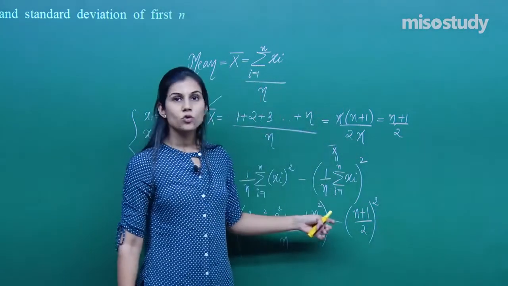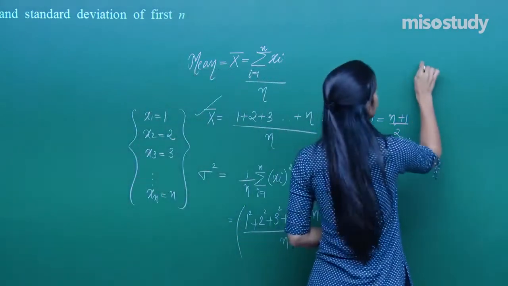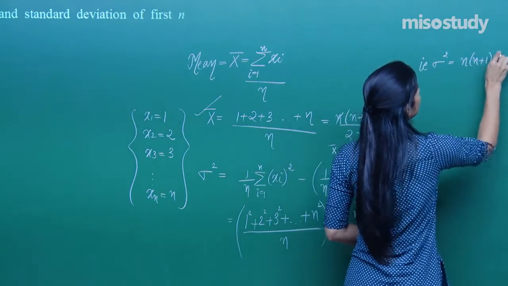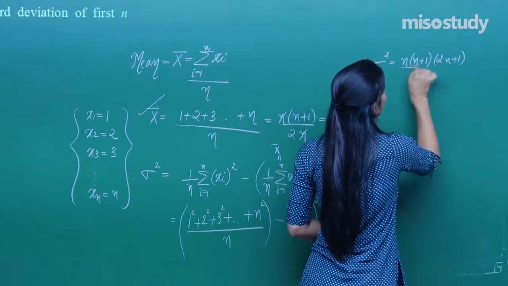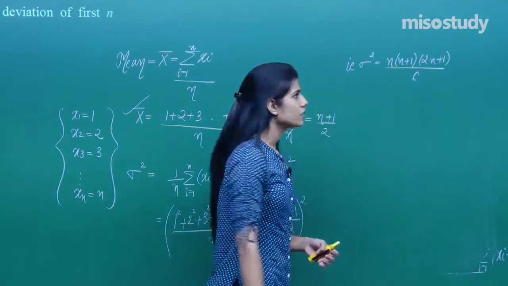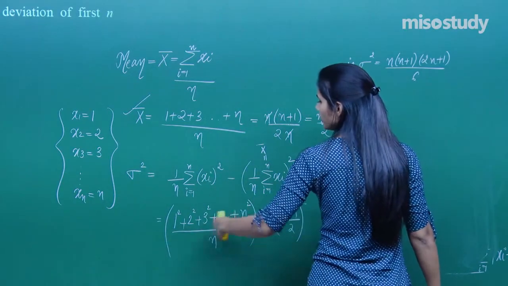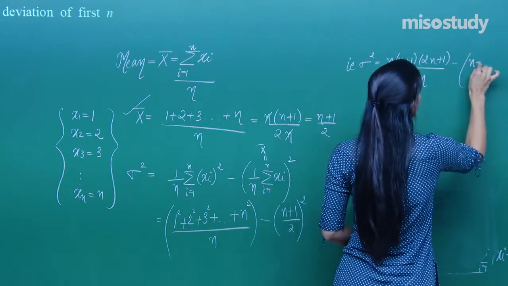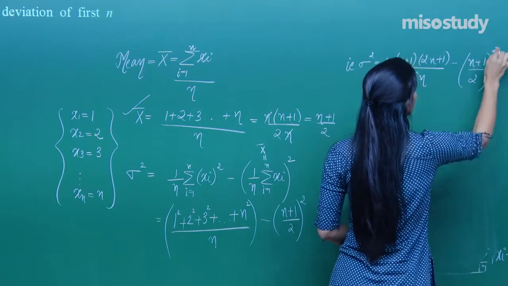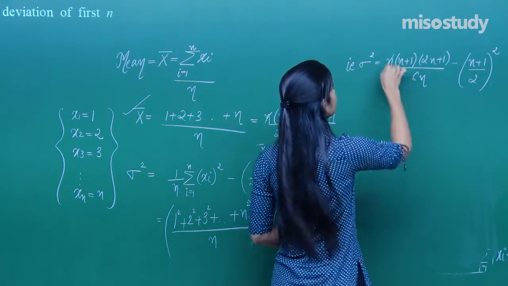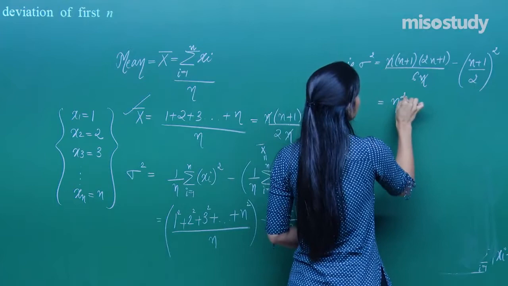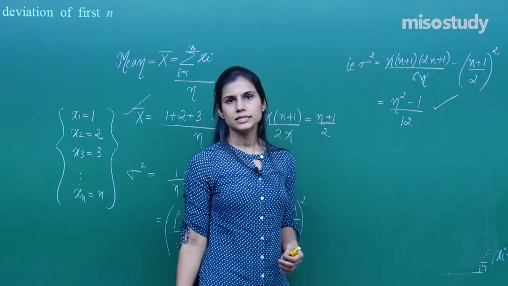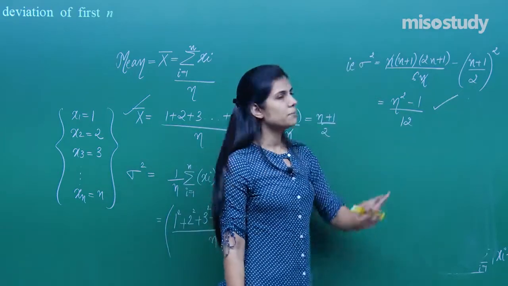I know that the sum of squares of first n natural numbers is given by n into (n plus 1) into (2n plus 1) by 6. This is my numerator's expression, whole divided by n, minus ((n plus 1) by 2) whole square. This cancels out, and you have (n square minus 1) by 12 as your answer. Is it clear? You have (n square minus 1) by 12 as your answer.